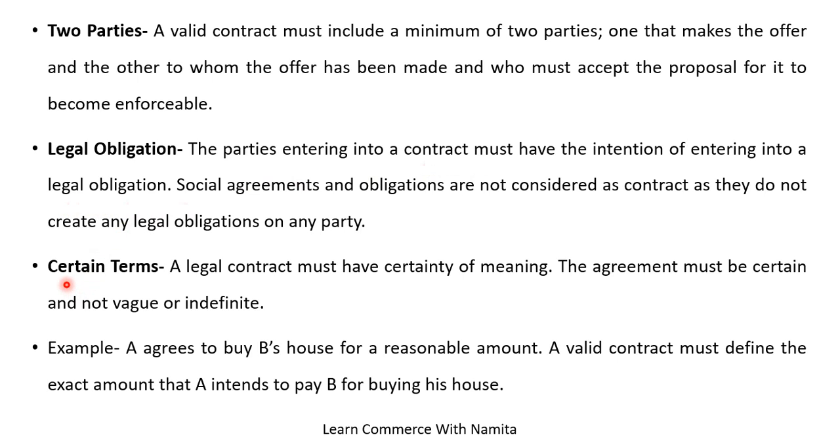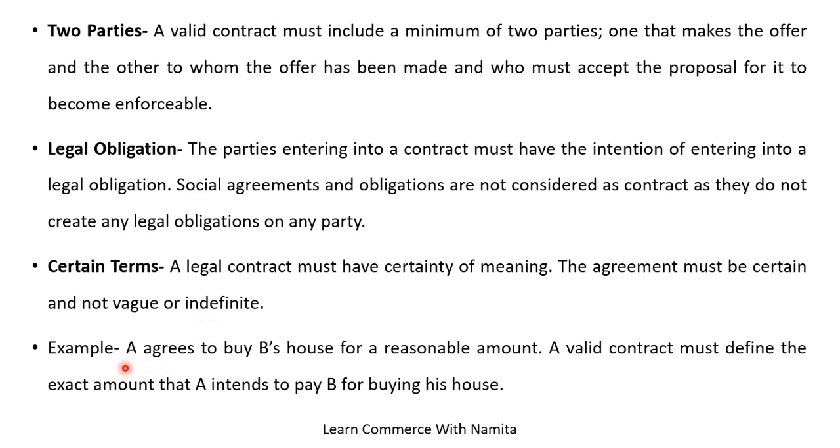Next is certain terms. So a legal contract or a valid contract must have certainty of meaning. It means that the agreement should be defined, should be clear. It should not be unclear or undefined. Whatever the contract is there, it should have certain meaning. It should have a certain clarity, and it should be defined. Now the contract which is undefined cannot be a valid contract.